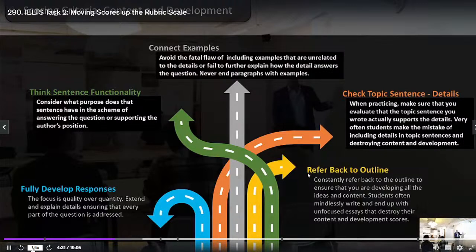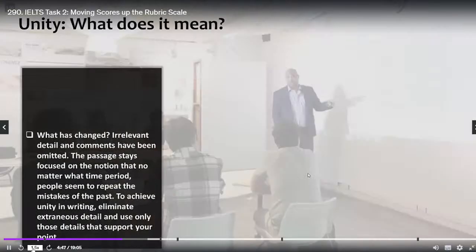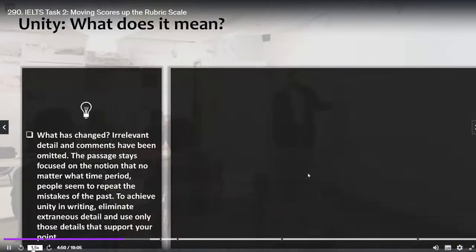Constantly looking back at your outline while you're writing keeps you focused. It allows for your mind to not drift off in another direction that destroys the unity and the coherence of your essays. So unity, what does it mean? Right? Unity is so important. Unity deals with your body paragraphs being about one idea.